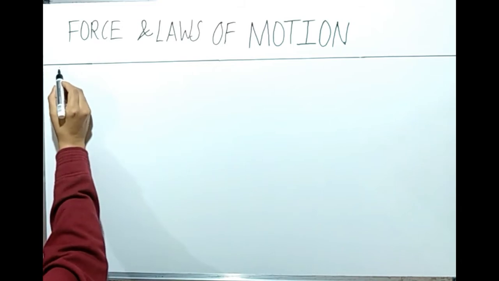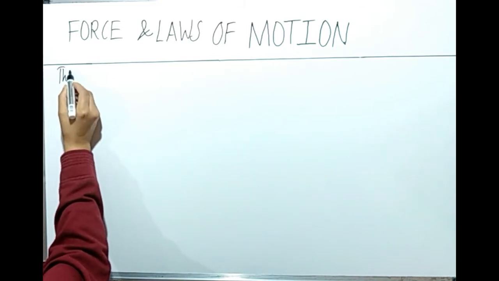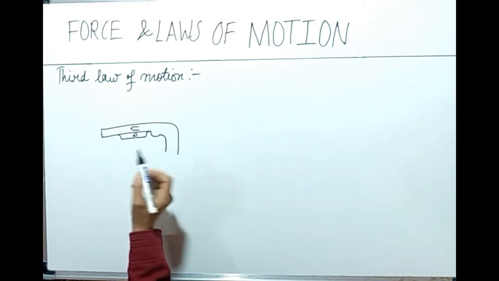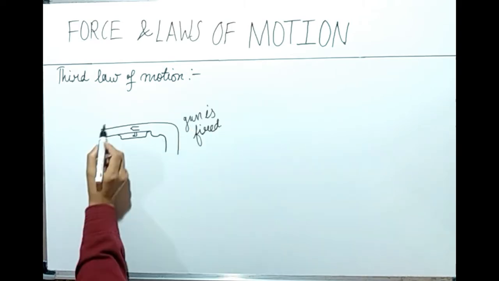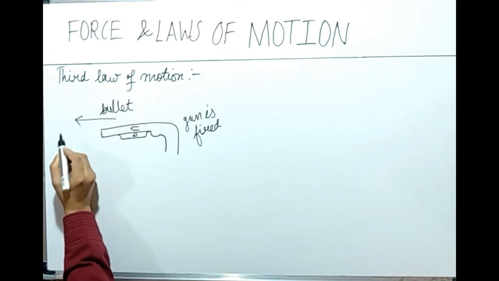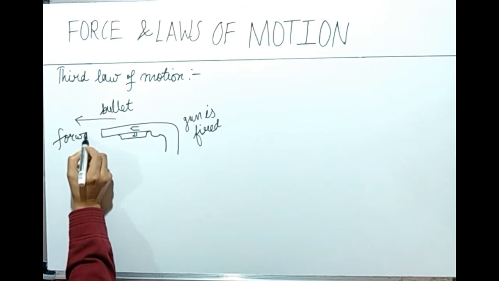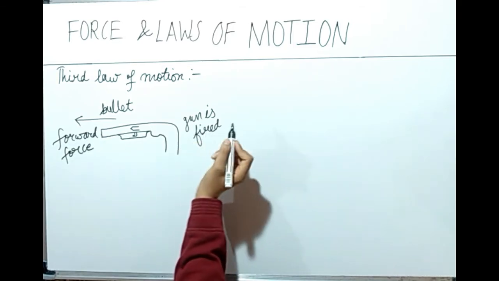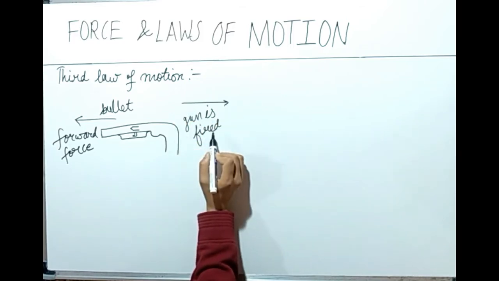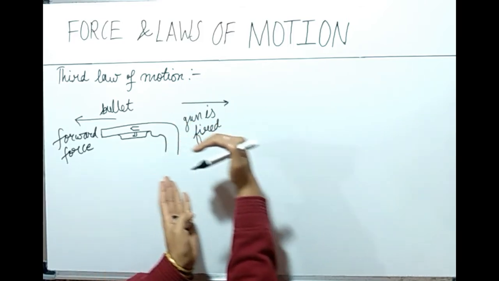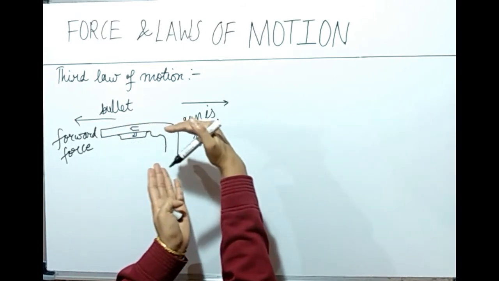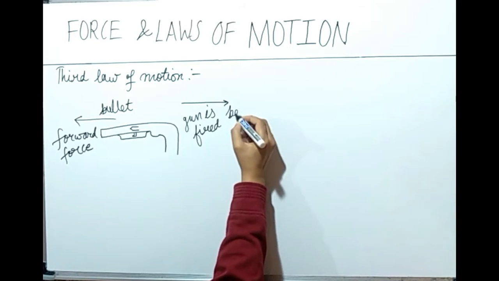Today we are going to discuss the third law of motion. Let's understand this with the help of an example. When a gun is fired, the bullet moves in the forward direction. It moves in the forward direction because a forward force is acting on the bullet. And what happens after that? The bullet applies a backward force on the gun, so the gun moves in the backward direction. The bullet exerts force on the gun in the backward direction.